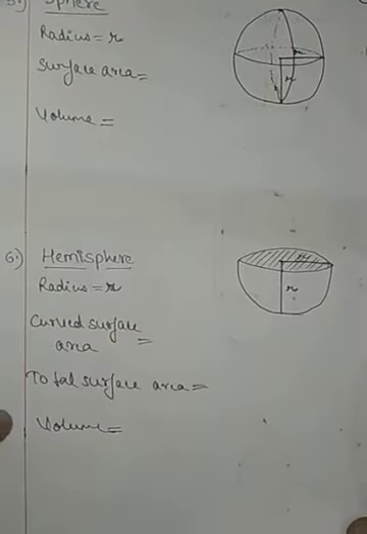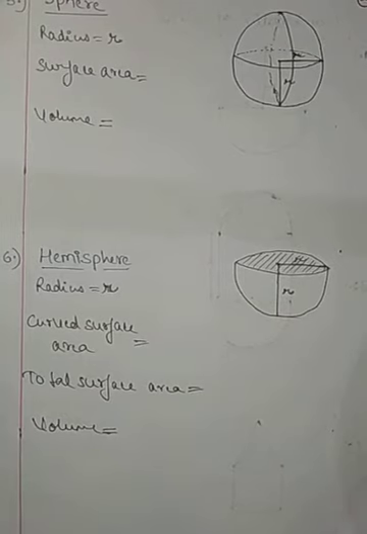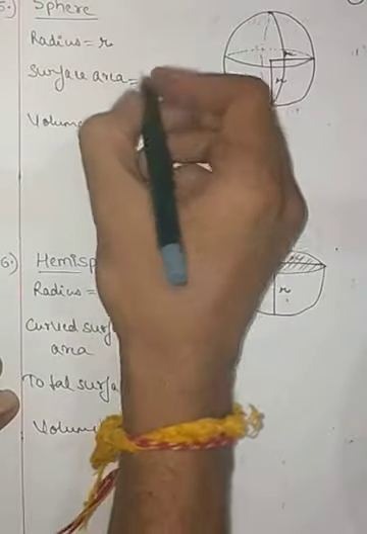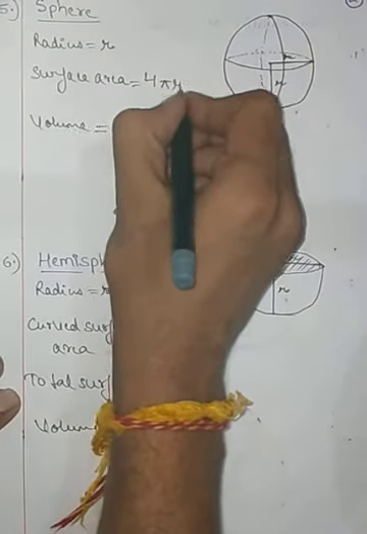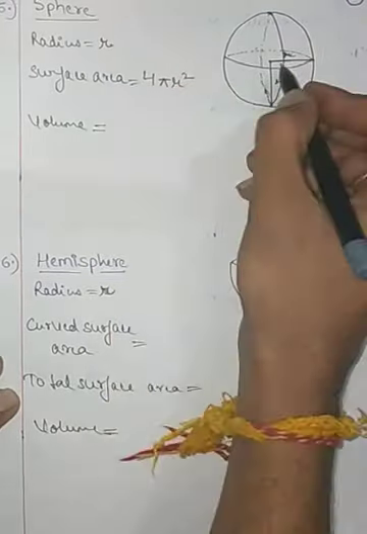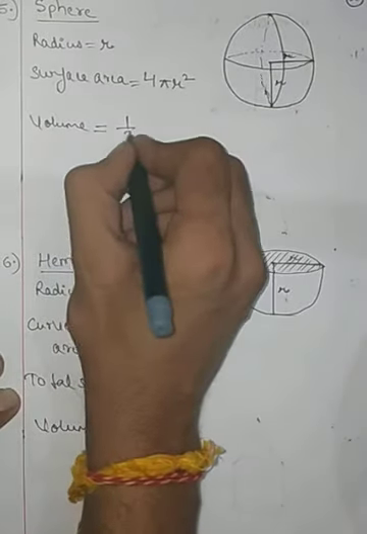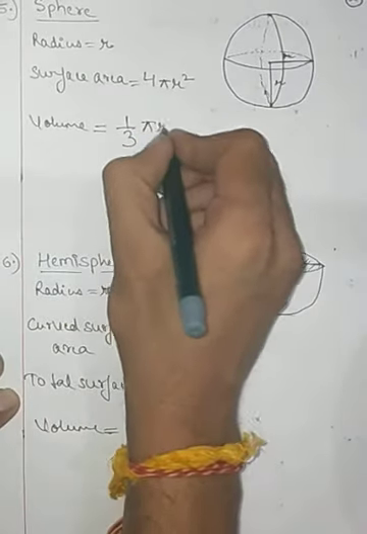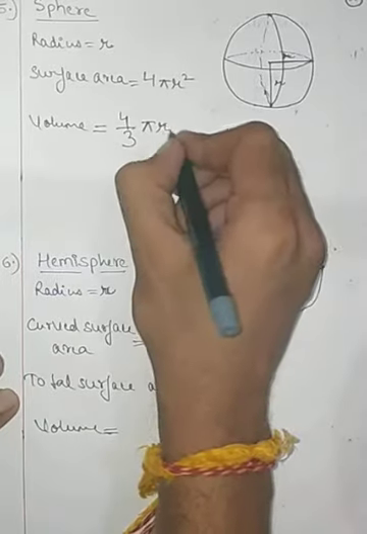Next is sphere. As you already know, a ball-like shape is known as a sphere. In sphere we don't have a curved surface area or total surface area, we only have surface area. So surface area of sphere is 4 pi r square. If radius is given as r, volume is 4 upon 3 pi r cube.